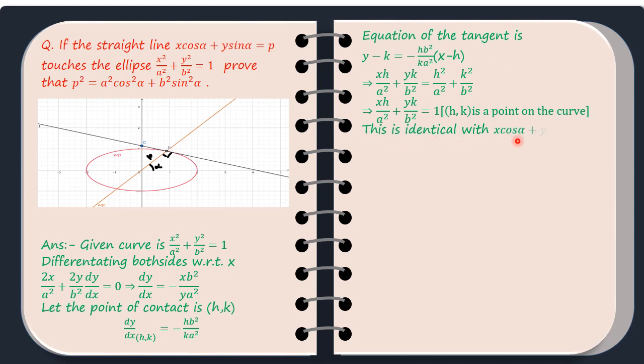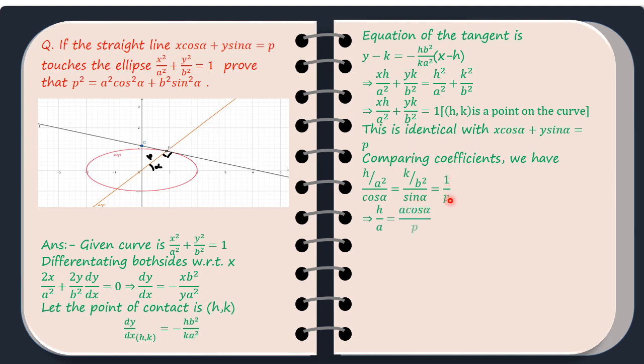This is identical with x cos alpha plus y sin alpha equal to p. Okay, so comparing the coefficients, what will we find? We will find h by a square by cos alpha equal to k by b square by sin alpha equal to 1 upon p. So from here we can easily find the value of h by a and k by b.